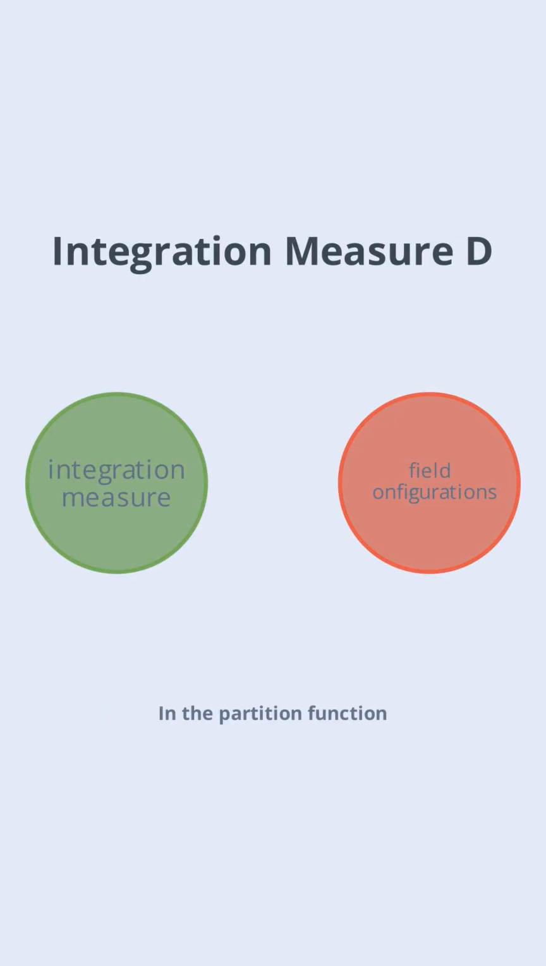In the partition function, the symbol D represents the integration measure. This tells us to sum over all possible field configurations, not just a few. It's a way of accounting for every way the field could vary across space. This comprehensive approach ensures that our predictions include all possible fluctuations and arrangements, making the theory robust and reliable. The integration measure is a subtle but essential part of the mathematical machinery behind field theory.